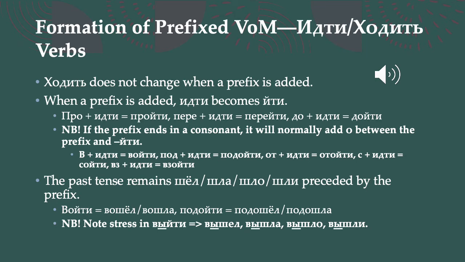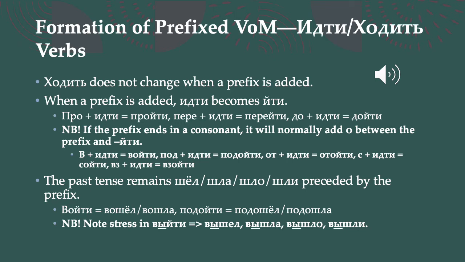And something to keep in mind is if the prefix ends in a consonant, which many of them do, you're normally going to have to add o between the prefix and et. So vo plus et becomes vaiti, pod plus et becomes padaiti, ot plus et becomes ataiti, sa plus et becomes saiti, and vz plus et becomes vzaiti. So notice how we've added an o to each of these prefixes before we attach them to the basic verb.